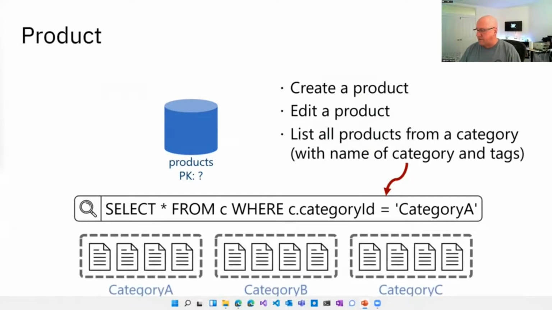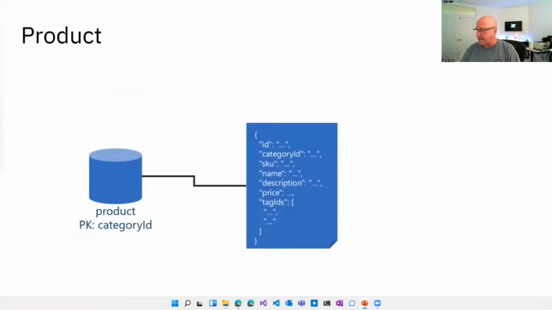And so in order to make this a single partition query, it makes sense that the category ID should be the partition key that we use in our product table. And it will make a good partition key for us here.